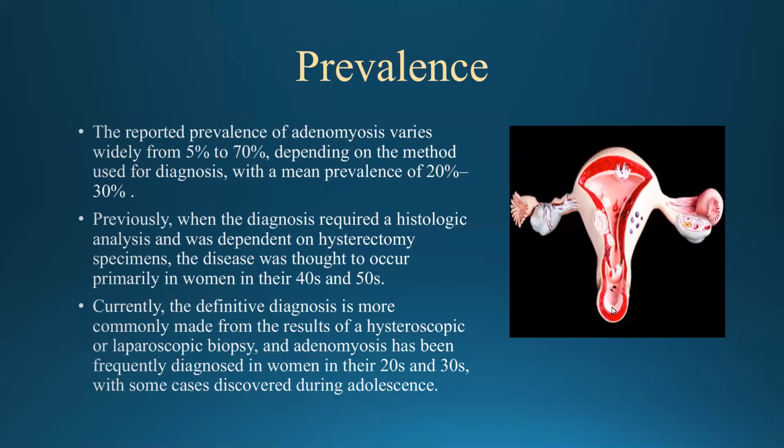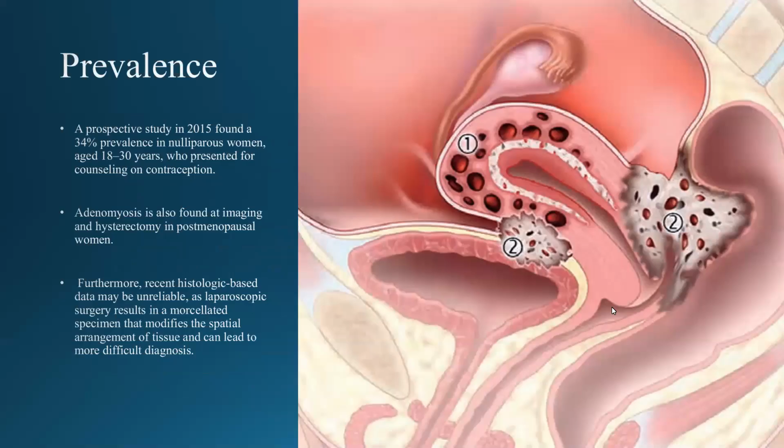Currently, the definitive diagnosis is more commonly made from the results of hysteroscopic and laparoscopic biopsy. We know that the advances in minimally invasive surgery have helped us quite a bit. Adenomyosis has been frequently diagnosed in women in their 20s and 30s, with some cases discovered during adolescence. We never saw adenomyosis in adolescents before, but there are reported cases right now. A prospective study done in 2015 found about 30% prevalence in nulliparous women aged 18 to 30 years who presented for counseling for contraception.